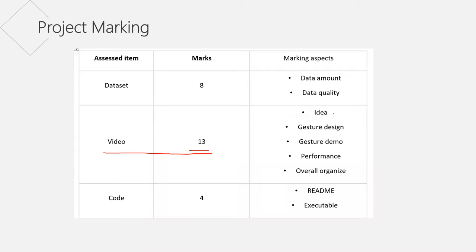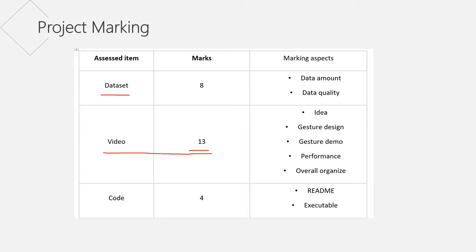So in the video, basically you need to introduce all the stuff for a project, including the idea and what your gesture is. You need to do the demonstration with your camera or some stuff, or you can do an animation if you want. And you should also introduce the performance, including the accuracy or other metrics you use to evaluate your method. And make sure your video is well organized. Yeah, you can use a PowerPoint or something to make it very well organized and very easy to understand what you are talking about.